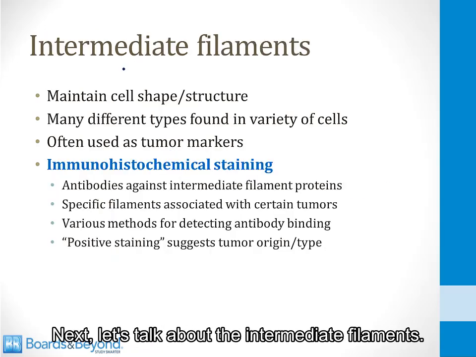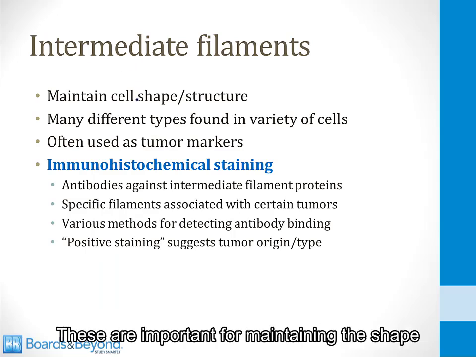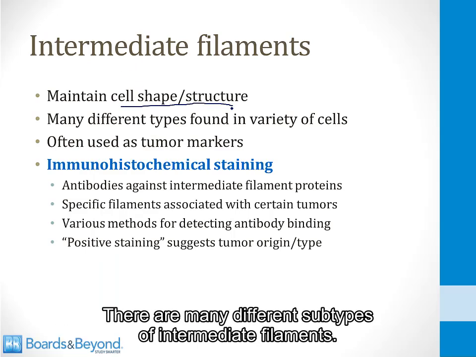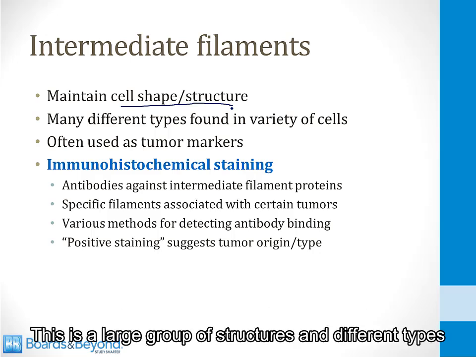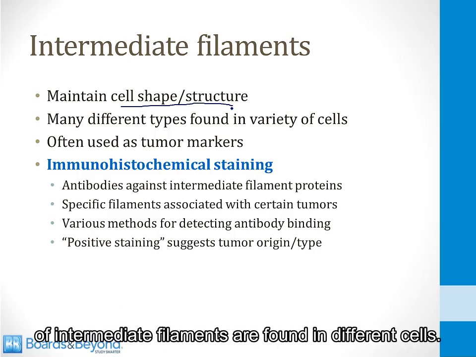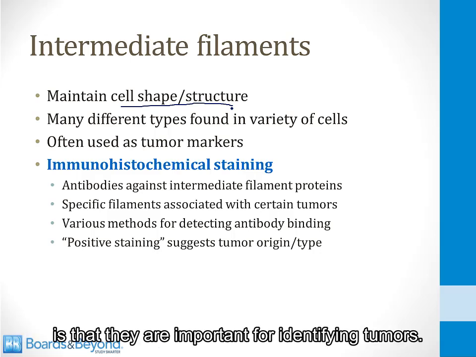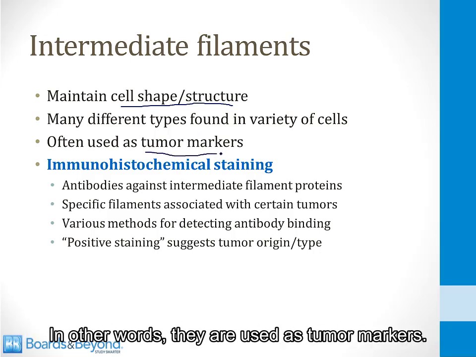Next, let's talk about the intermediate filaments. These are important for maintaining the shape and structure of cells. There are many different subtypes of intermediate filaments. This is a large group of structures, and different types of intermediate filaments are found in different cells. The most important thing to know about these structures is that they are important for identifying tumors. In other words, they are used as tumor markers.